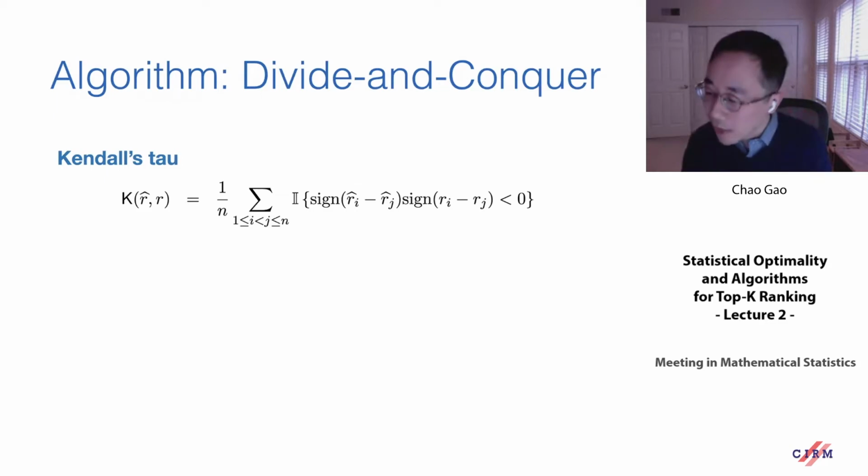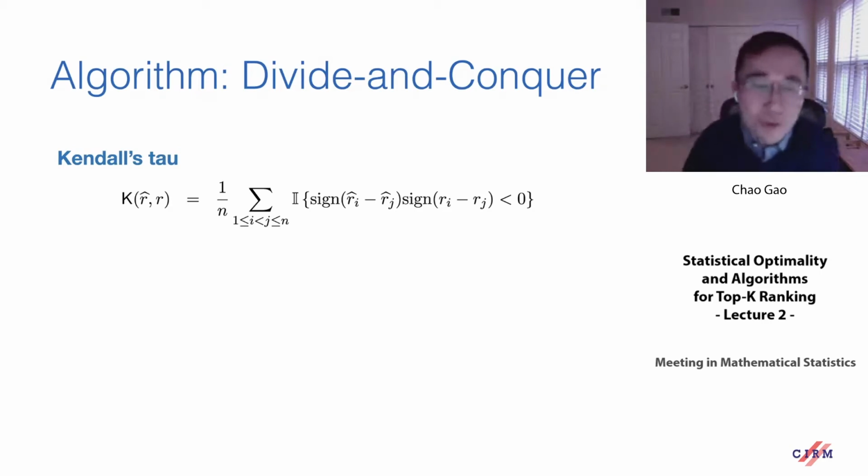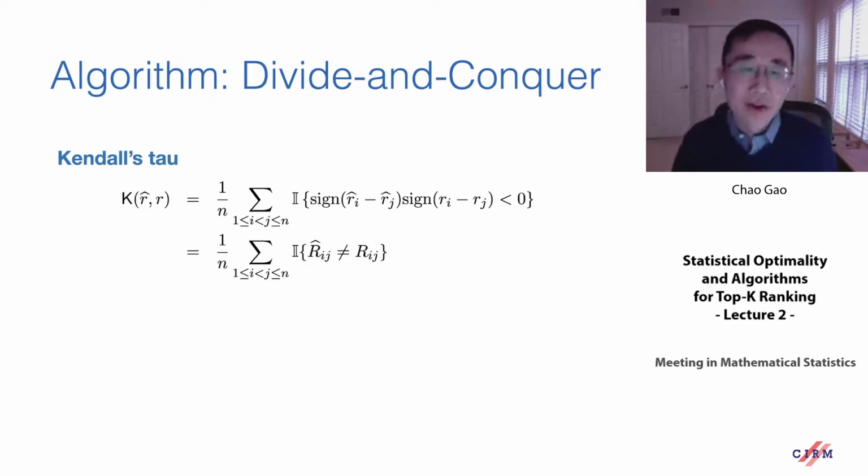Now, before talking about step two, which is the local maximum likelihood estimator, I want to first give a remark on some interesting property of the loss function of Kendall's tau. It is actually this property that motivates the design of step two. So let's first review the definition of Kendall's tau. The definition is given by 1 over n times the sum of the ranks that are inverted. You look at all the pairs and see how many pairs are inverted. You can actually rewrite the Kendall's tau loss in this way, as a normalized Hamming distance.